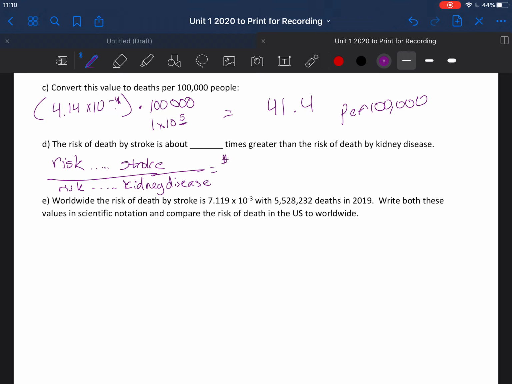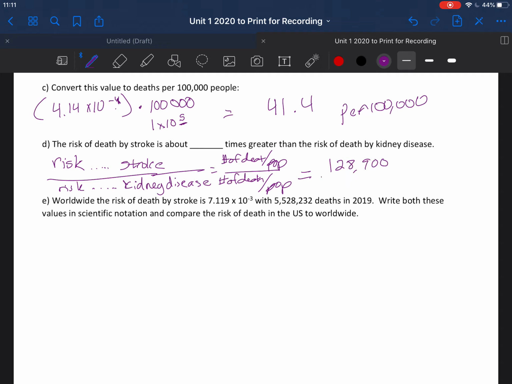So this would be number of deaths divided by population, divided by the number of deaths from something else by population. So while the number of deaths would be different for the top and the bottom because they're different diseases or different causes, the number of the population would be the same. So really all I need for the top number is the number of deaths by stroke. So looking back up at our table, see if you get what I got.